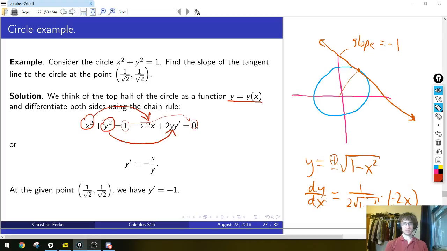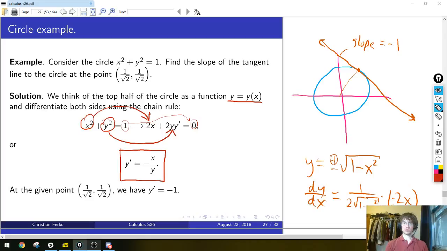So then we have this nice equation, 2x plus 2y y prime equals 0. Then you just move 2x to the right, so minus 2x on the right side now, divide by 2y, and then you've solved and gotten that the derivative, y prime, is minus x over y, just by solving this equation.